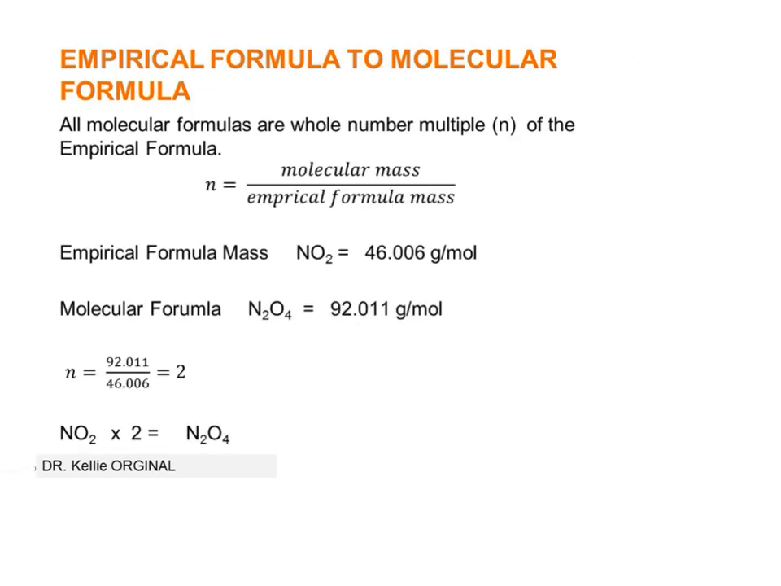As you already know from my previous example, that multiplying factor is always going to be equal to the molecular mass divided by the empirical formula mass. The empirical formula mass for nitrogen dioxide is 46.06 grams. The molecular mass for dinitrogen tetraoxide is 92.011 grams. So if I take my molecular mass, 92.1 grams, divide by my empirical formula mass, 46, I get the number 2 for my multiplying factor. Chemistry is easy, life is hard, yes?